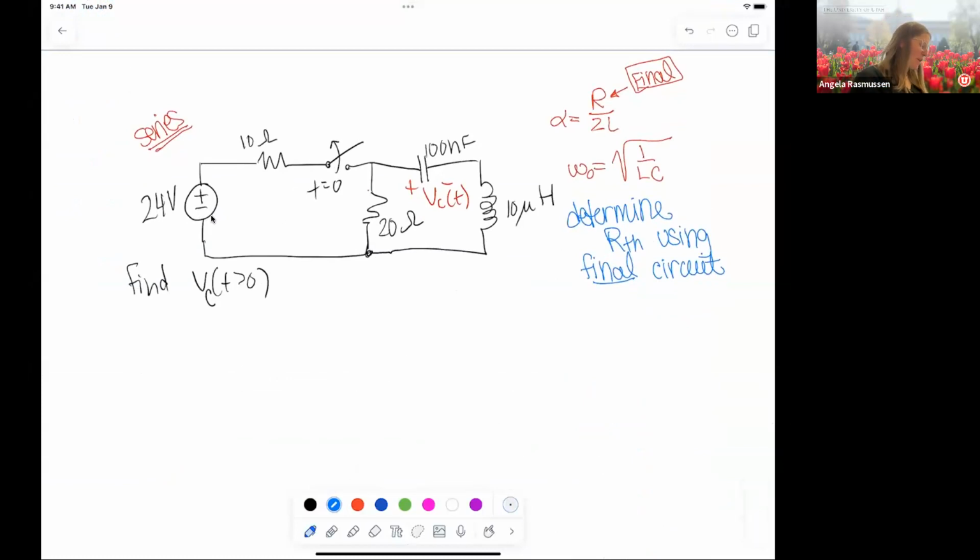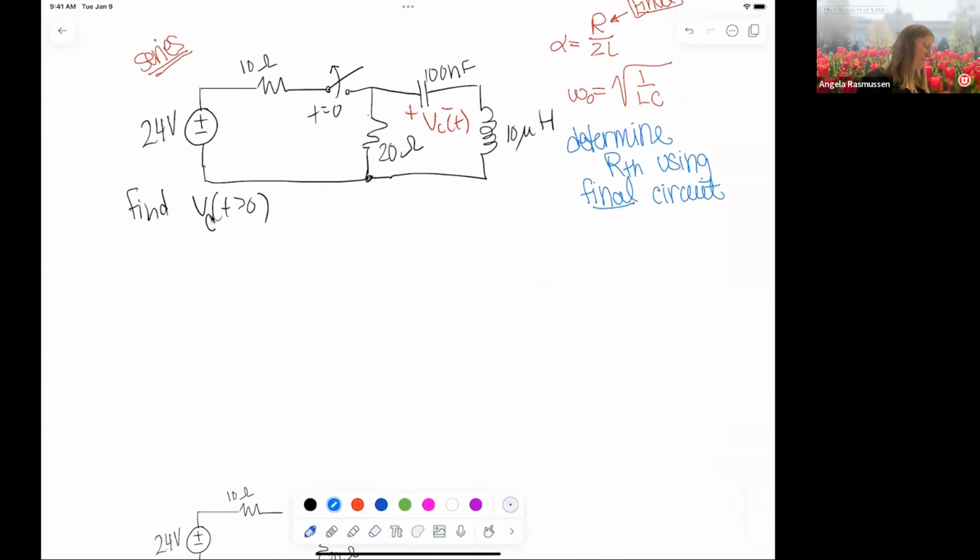Okay, so final one is that it's open. And so RTH when it's open is going to be what? 20 ohms, okay. So here alpha will be 20 over 2 times L, which is 10 micro. Micro is? Negative six, correct. So that gives a value of 1 × 10⁶ what units?